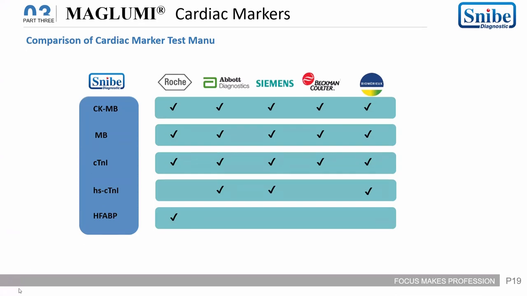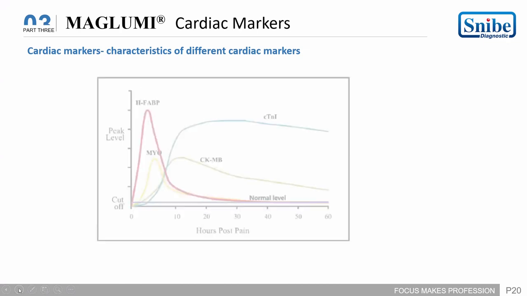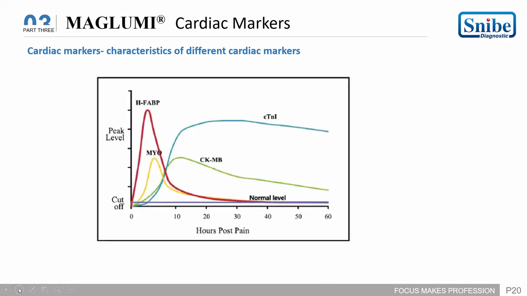Now, if we compare the characteristics of the different cardiac markers, looking at the hours after the onset of pain and the release of each marker: for CK-MB, the value increases within 5 to 6 hours, and the peak value is reached at the 10th hour.